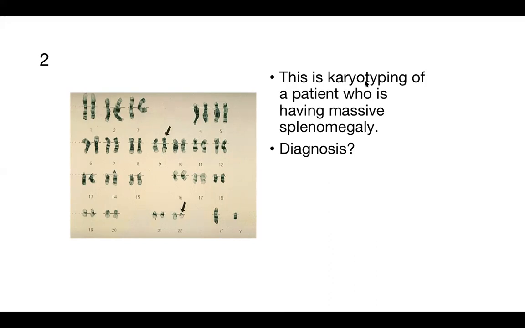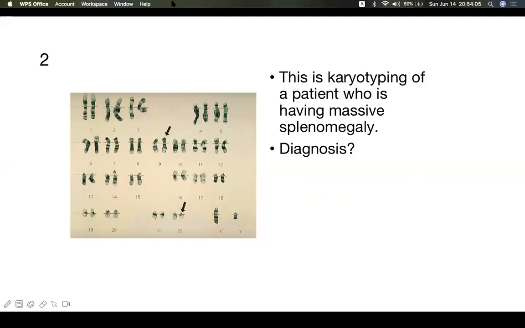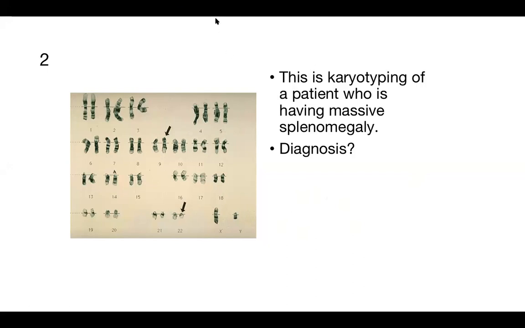Yes, anyone? Sir, CML, chronic myeloid leukemia. Okay, chronic myeloid leukemia. Why did you say that? Sir, here is splenomegaly and Philadelphia chromosome is present. There is translocation between 9 and 22. Excellent, very good. That's the absolutely correct explanation and the diagnosis.